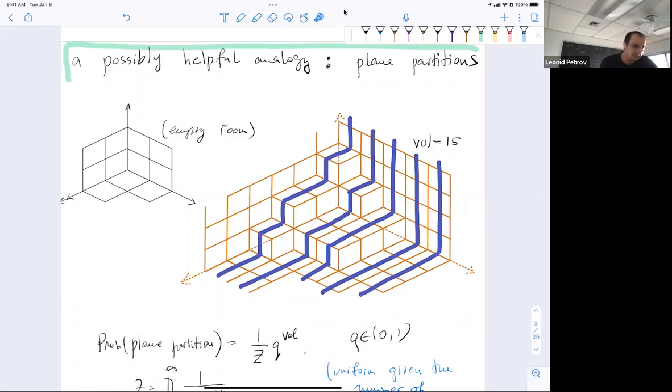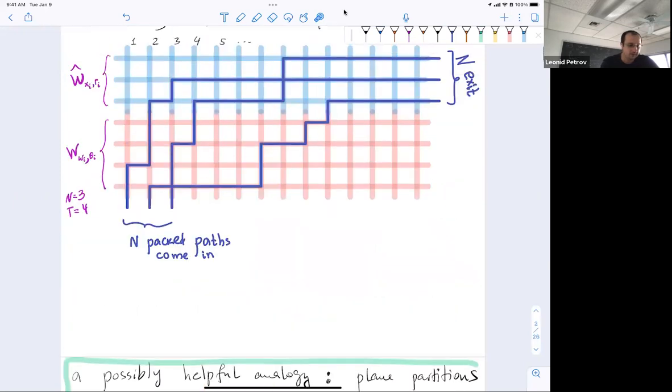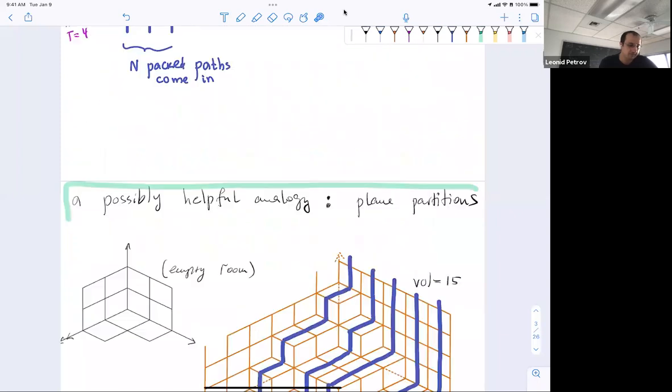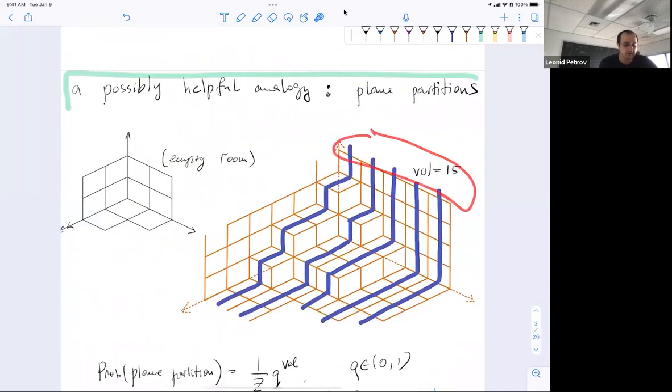So this is a box configuration. Then I code the configuration by a path ensemble, which should resemble the ensemble of these paths in the vertex model, where they start somewhere, then they do something random, then they end at the prescribed locations. And here also the paths start here, do something random here, and then end at the prescribed location. So this is what I call boundary conditions a la plane partition.